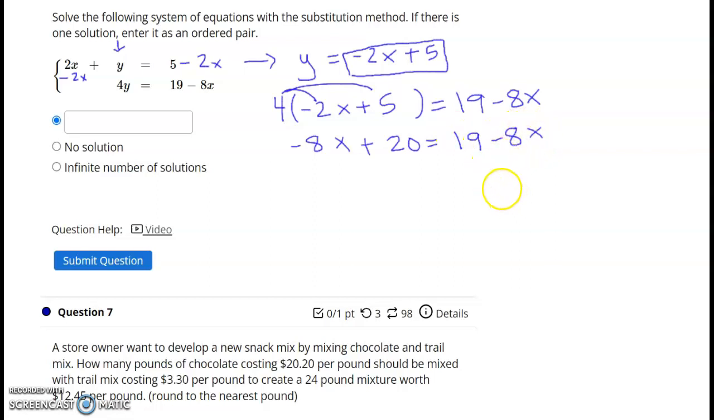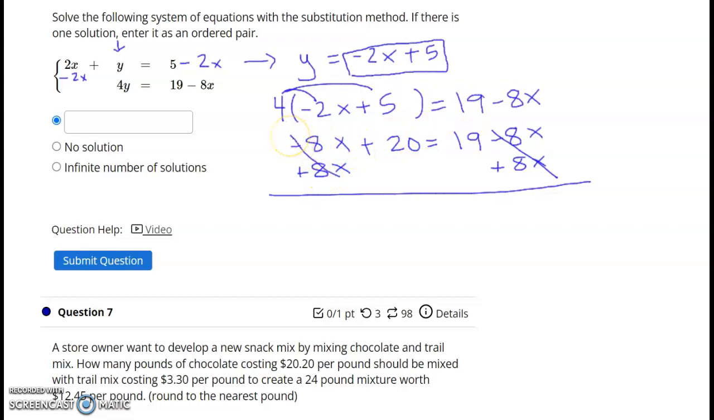Now we need to get the variable terms on one side and the constant terms on the other. So let's go ahead and add 8x. Maybe you notice something funny here too. So negative 8x plus 8x, completely gone.